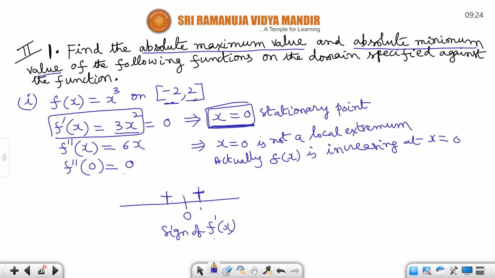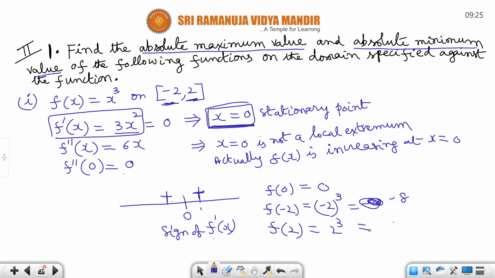What is f of 0? 0. Where the derivative is 0, we have found the value of f of 0. At the endpoints of the interval, what is f of minus 2? Minus 2 whole cube, that is minus 8. What is f of 2? 2 cube, 8. So out of these values, 0 you need not consider, because 0 is not a local maximum or local minimum. Out of minus 8 and plus 8, which is greater? Plus 8.